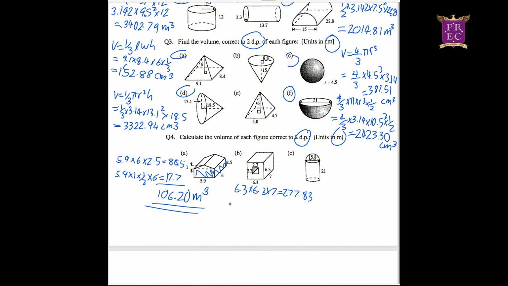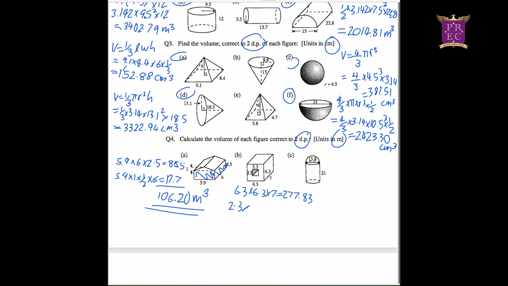To find out that volume, we need to do 2.3 times 2.3 times 7. What do we get? I got 37.03. Find out what the answer is. 277.83 minus 37.03. 3 minus 3 gives us 0. 8 minus 0 gives us 8. 7 minus 7, 0. 27 minus 3, 24. So 240.8 meters cubed.